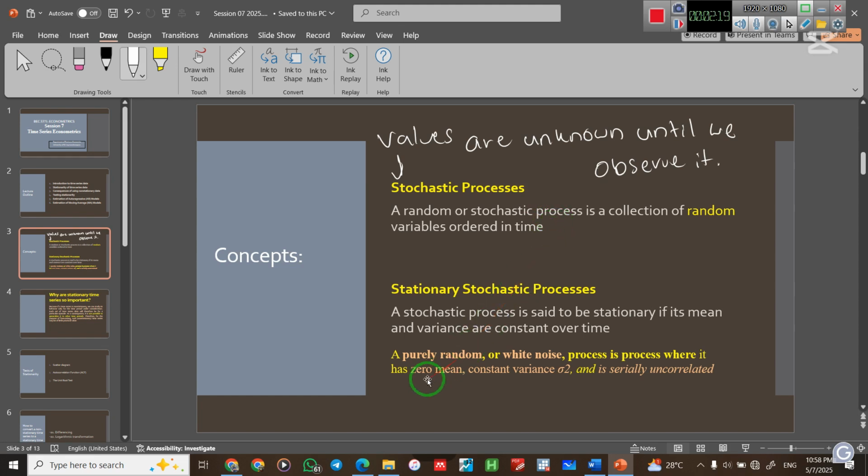And there is another concept called the purely random process or white noise process. In a stationary process, the mean and the variance are constant, right? But in a purely random process or white noise process, the mean becomes 0 and the variance is constant. Only the variance is constant and the mean becomes 0.